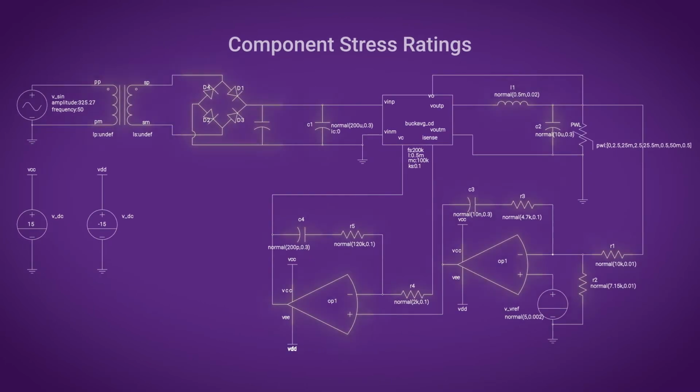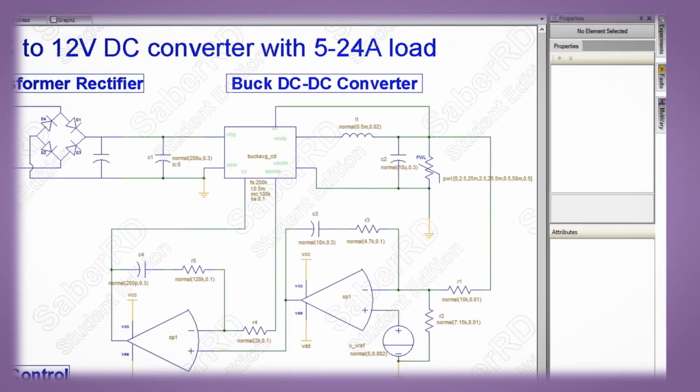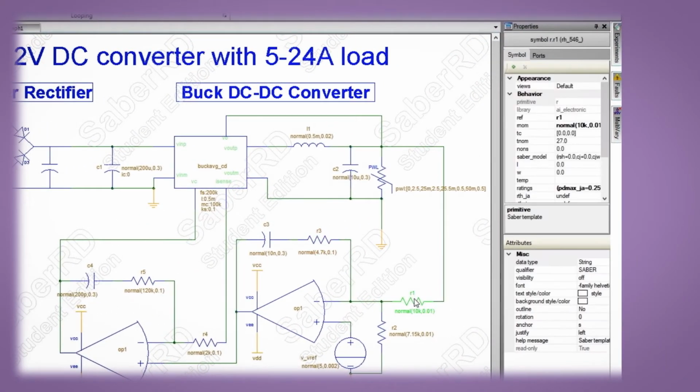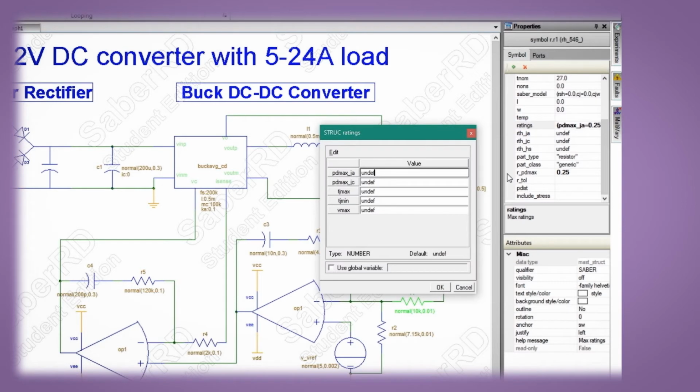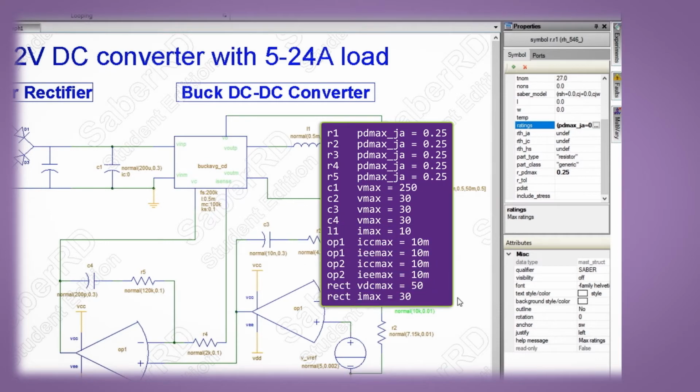Most generic parts have unspecified ratings when first placed on the schematic. Since this design uses generic parts, we need to specify the ratings for the ones for which we want to monitor stress. For example, let's look at the properties of R1. Its ratings parameters are in this structure. We can edit them by clicking on the ellipsis. We set the maximum power to 1/4 watt. In a similar fashion, we add ratings to the other components for which we want to monitor stress.